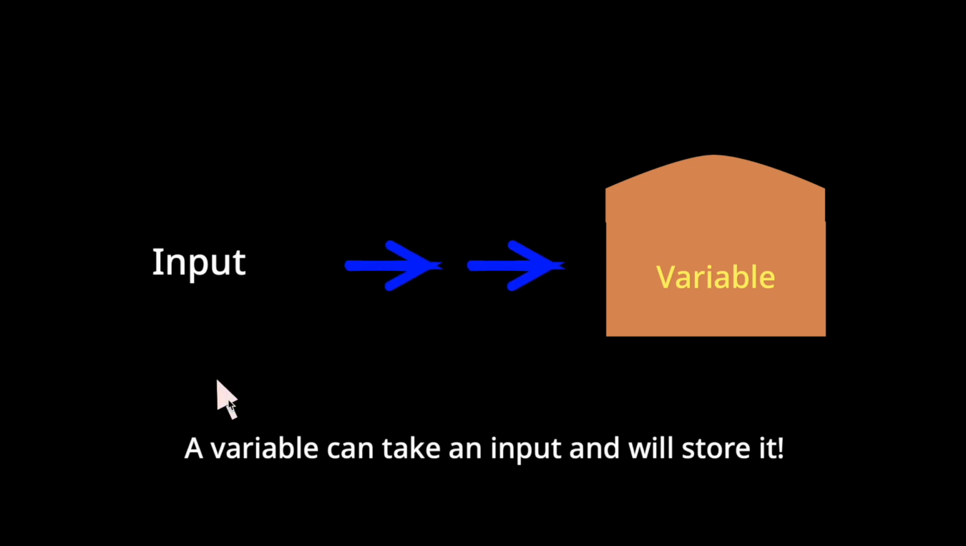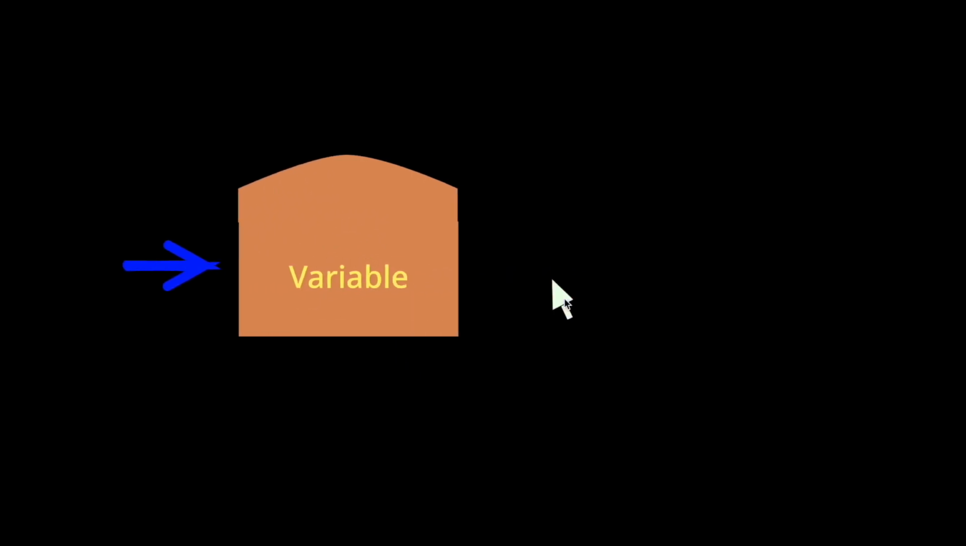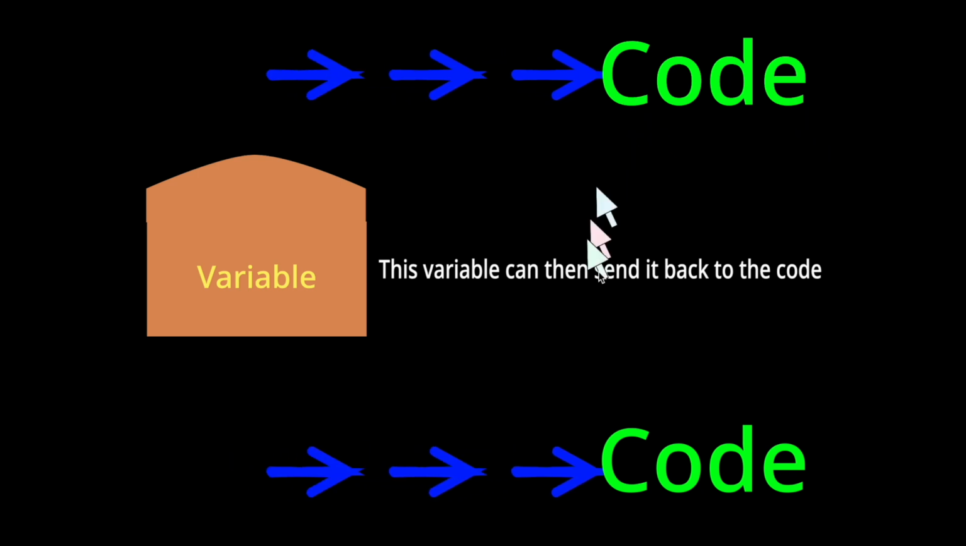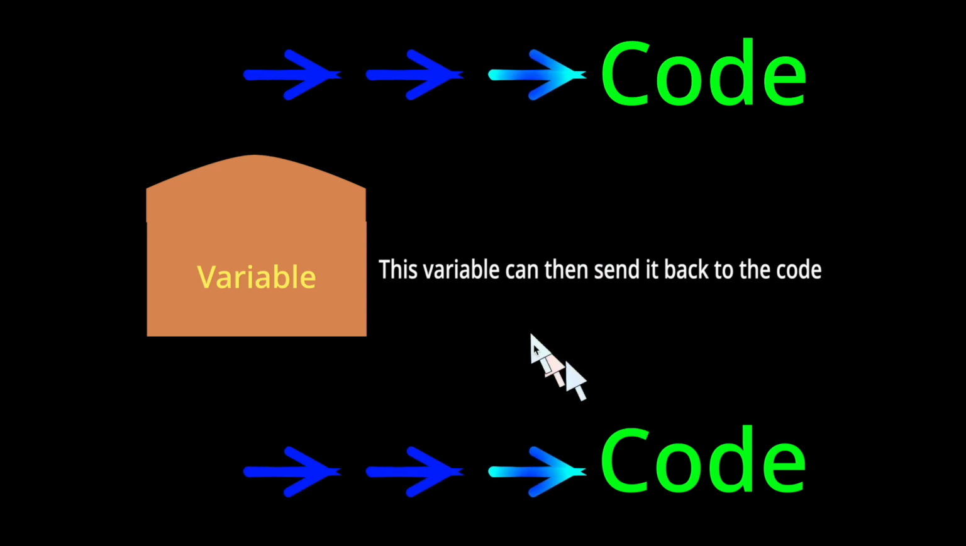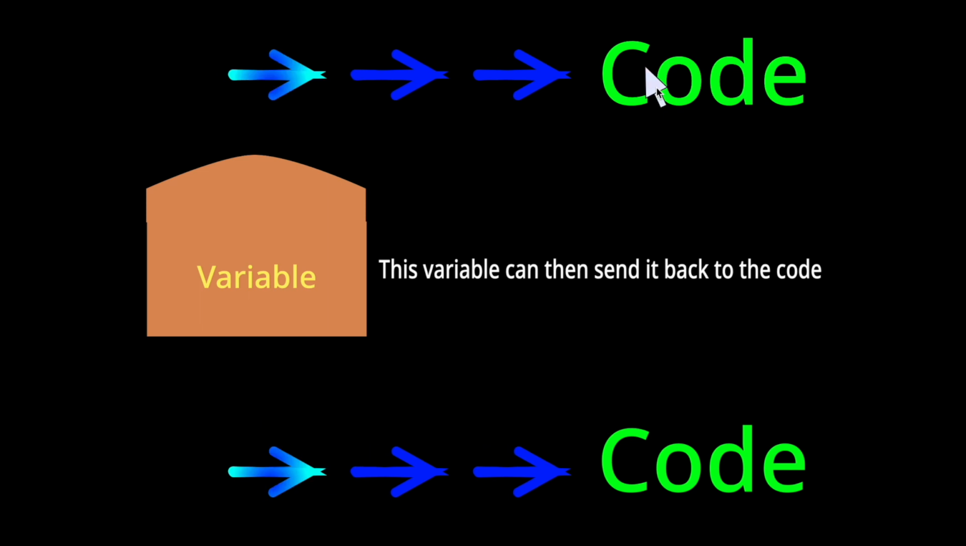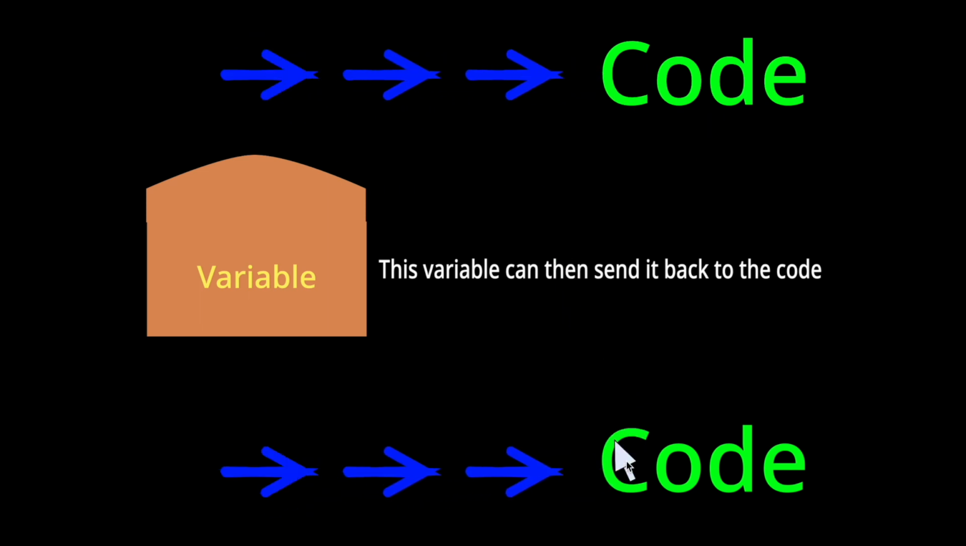Today we're going to learn about variables. A variable can take an input and it will store it inside of it. Now from the variable, it can go back to the code, and when it goes back to the code, you can alter it with an operator block or display it with a say block.